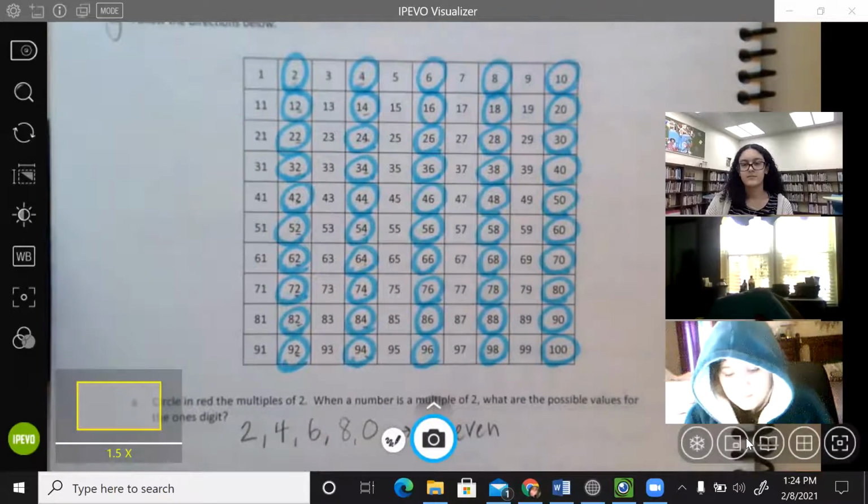Okay, Chase, you ready to help me with B? Yeah. Okay, we have to shade in green, and I'm just going to use my pencil, the multiples of 3. Go ahead.